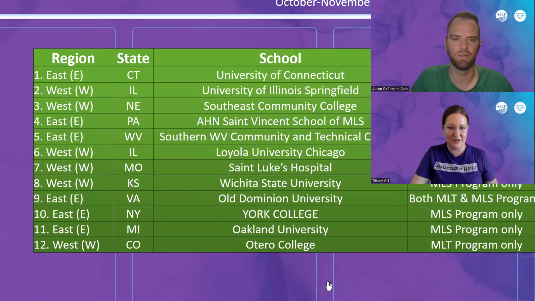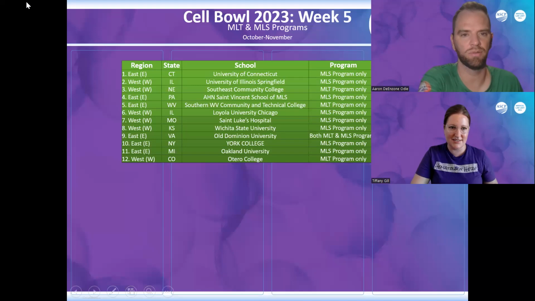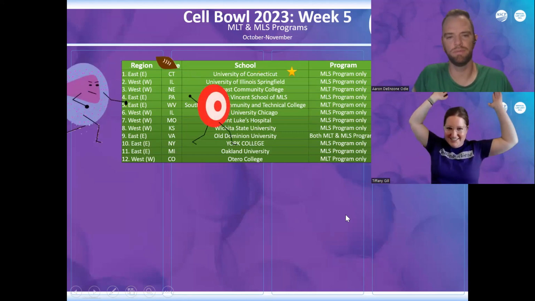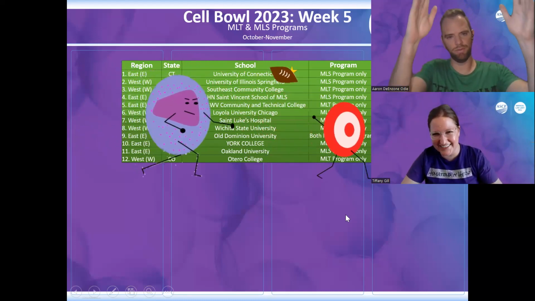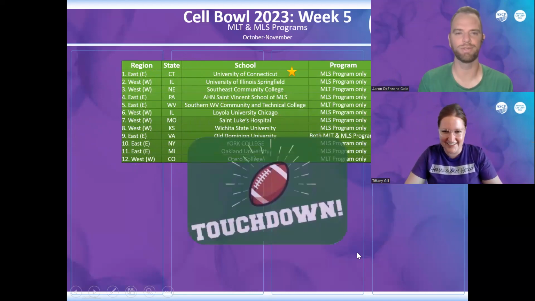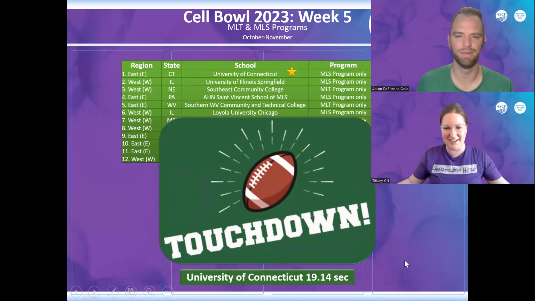It was so much. Crazy. Okay, let's walk through and see how everything went. We've got a touchdown. He's running, he's running, he's running, oh my gosh, there he goes. He's home. University of Connecticut scores 19.14.